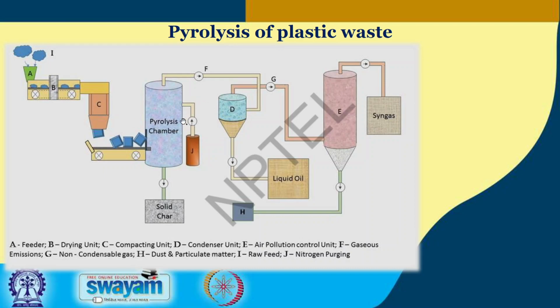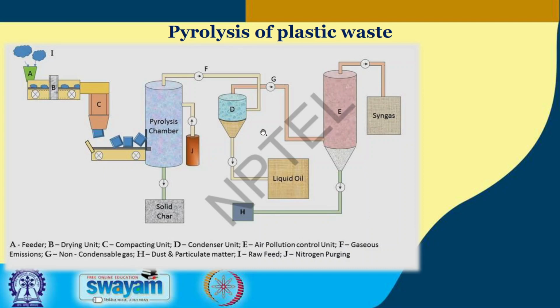So this is the pyrolysis chamber at high temperature, more than 300 degrees Celsius. It will go up to 800 also. At that temperature, we can get solid char, that is biochar. Then the gas will go into this pipeline and be condensed. D is the condenser. So we will get liquid oil from the gas from the pyrolysis plant. Then the remaining gas will go into E, the air pollution control unit. After removing all the hazardous waste like dust particles and particulate matter, syngas will be collected as a product.